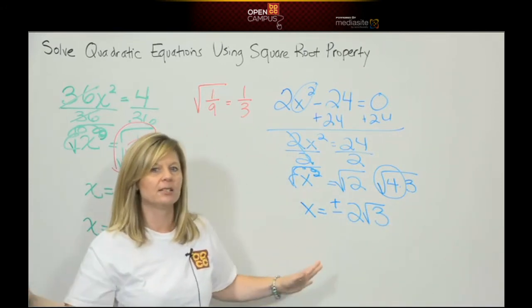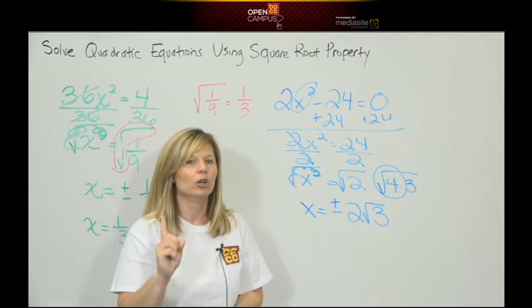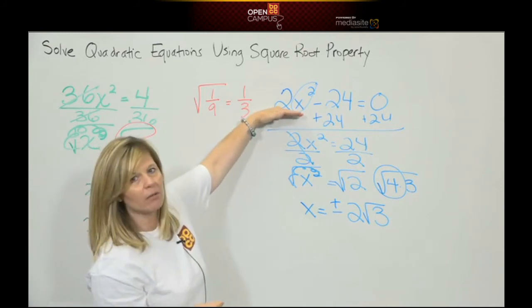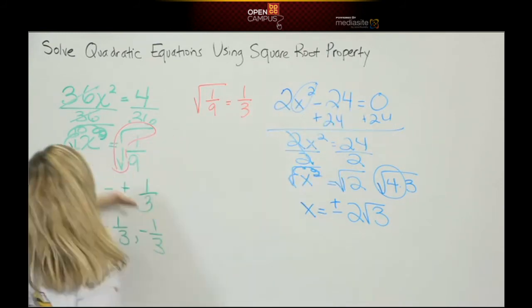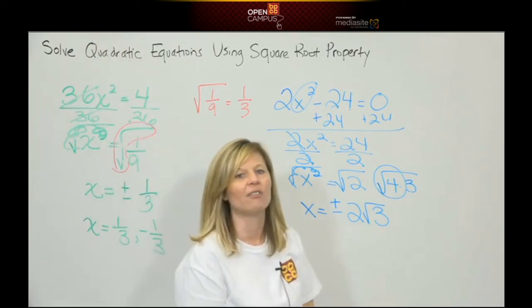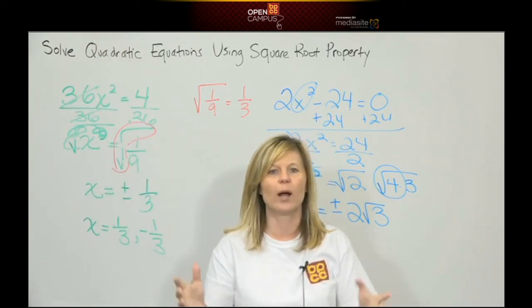Very simply done. I'll give you a hint. You'll know you're going to do the square root method when you have the term that's squared and a constant. When you have a term that's squared and a constant, it is very quick and easy to solve a quadratic equation using the square root method.